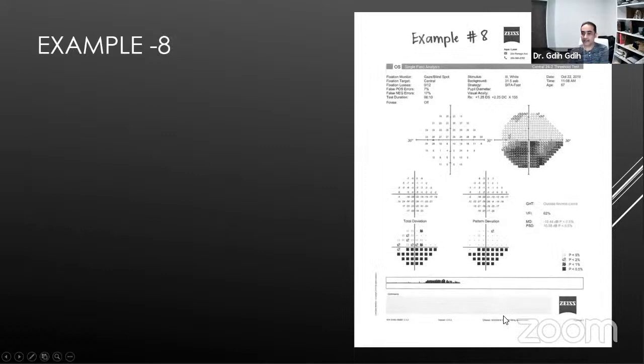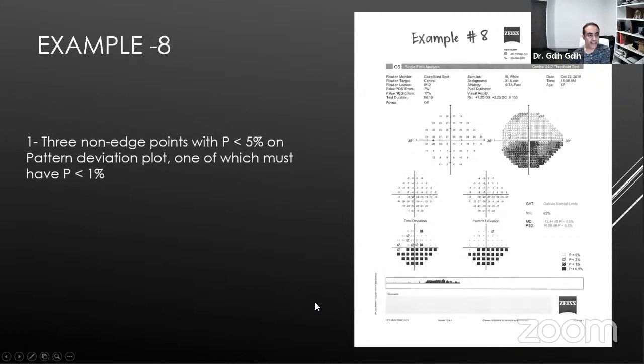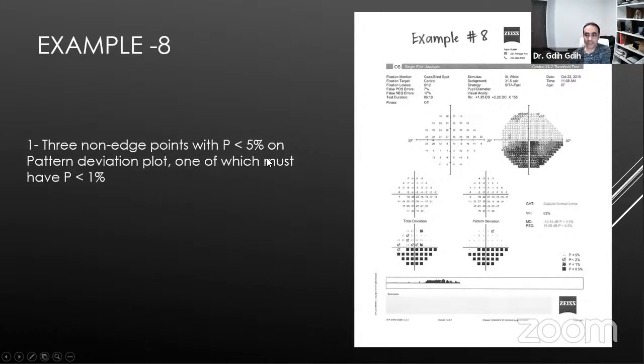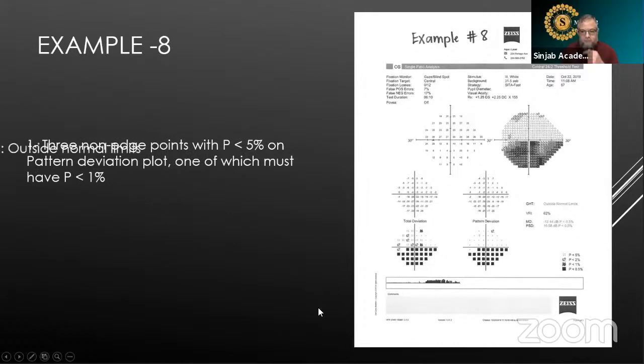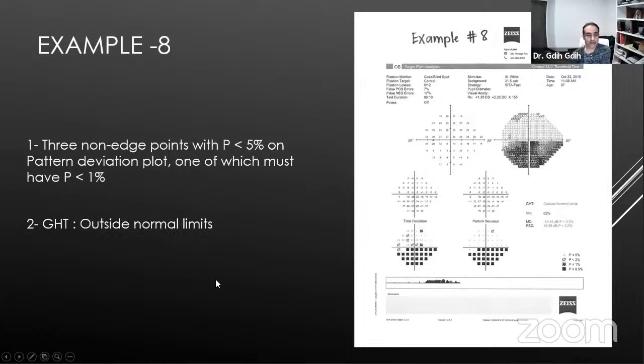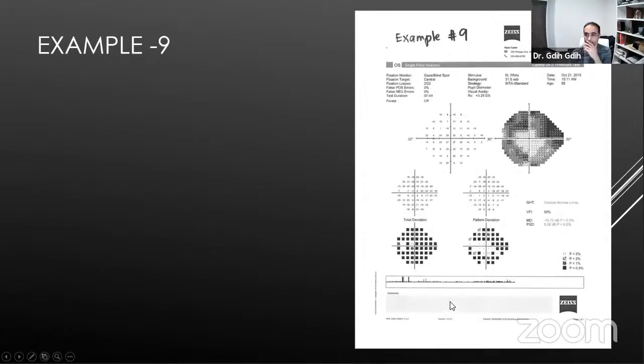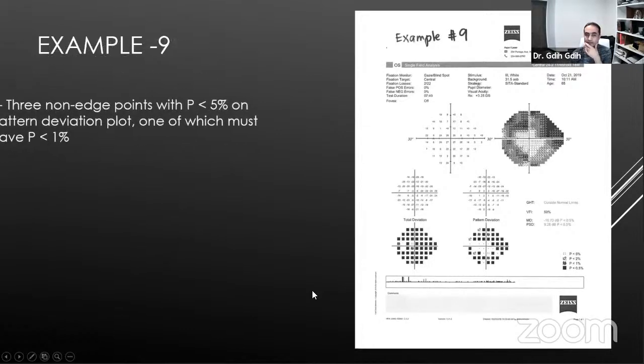Okay, let's look at this one here. So from the criteria standpoint, 3 non-edge points, do we have? Yes, we do. GHT outside normal limits. CPSD or PSD with less than 5%. Yes, they all fit the criteria. Another very bad field here. Let's have a look.